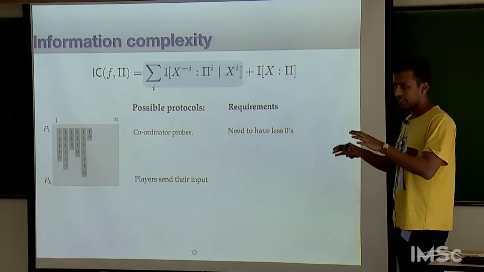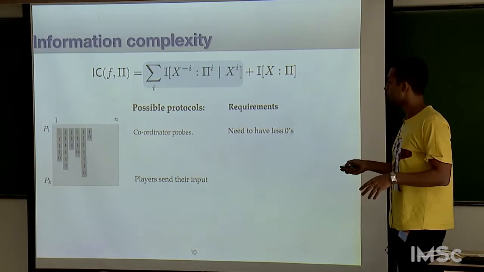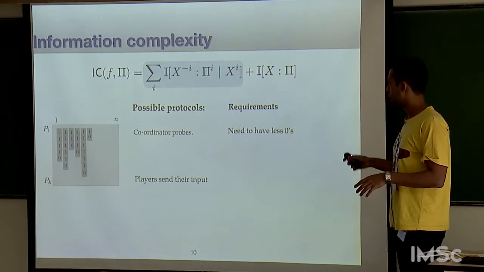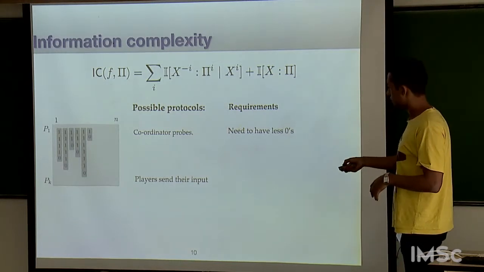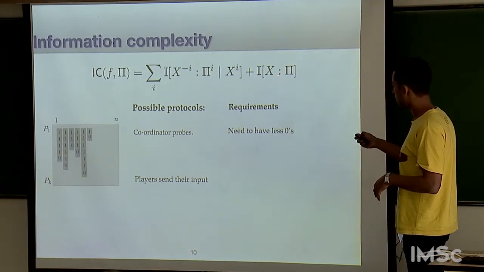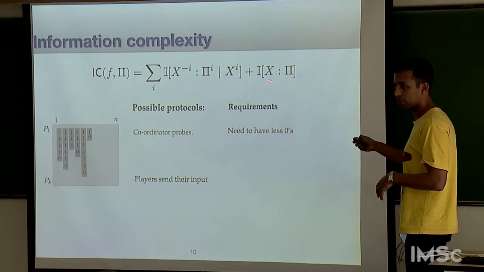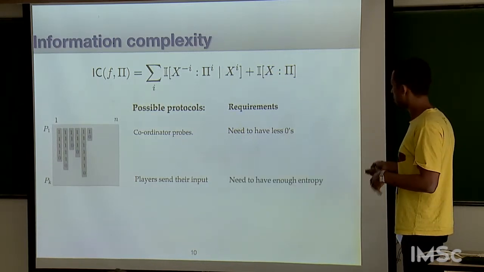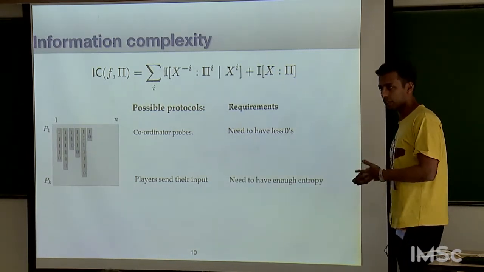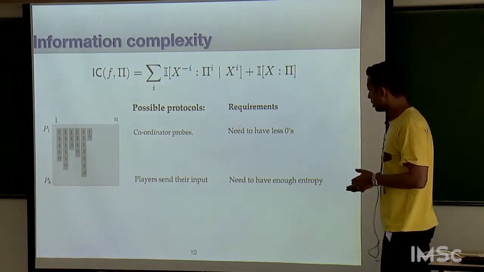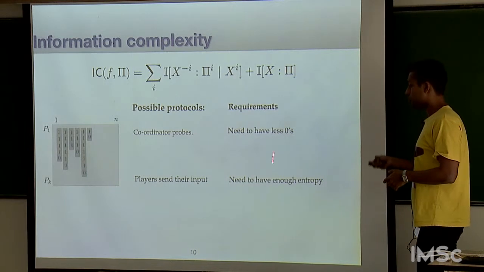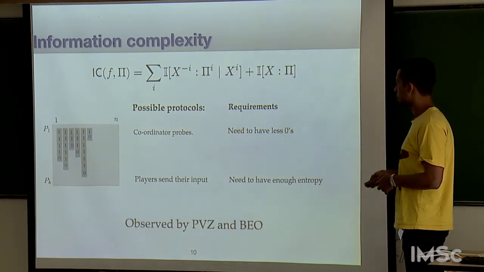So it's a trade-off: in these two protocols, one term is getting low while the other is shooting up. So even for these players to send their input, if you want this term to shoot up, there must be enough entropy in this term. So you need to have enough entropy. That's one of the requirements of designing a hard distribution. So how do you come up with a distribution which combines both? Let's look at them one by one.